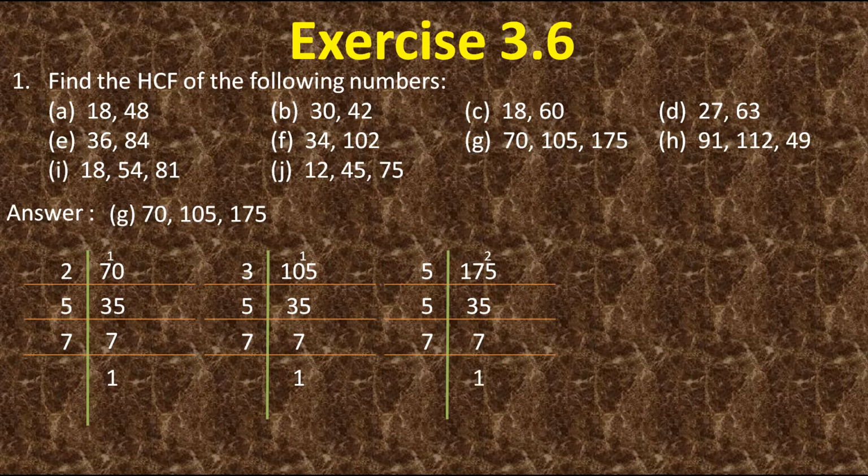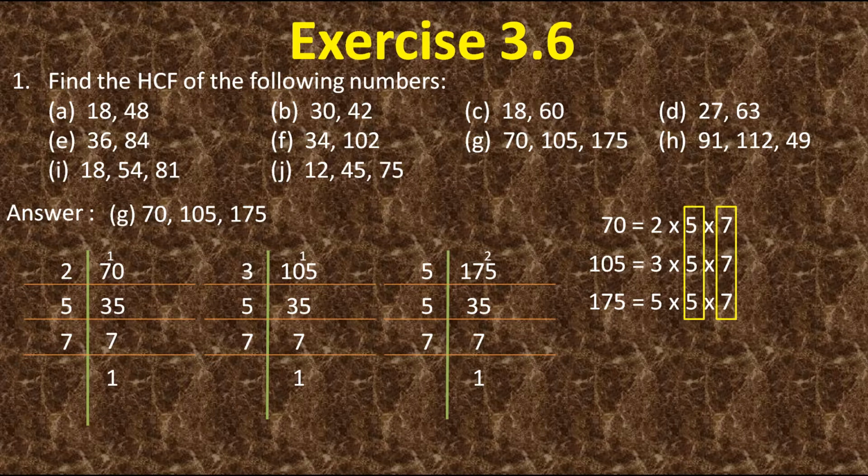So the prime factorization of 70 is 2 into 5 into 7. 105 is 3 into 5 into 7. And 175 is 5 into 5 into 7. So here we got 5 and 7 as common, right?